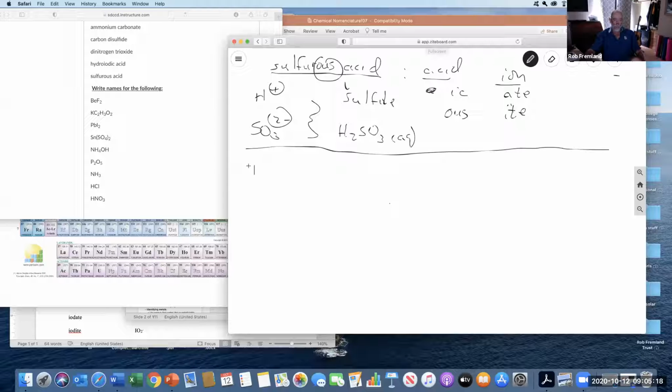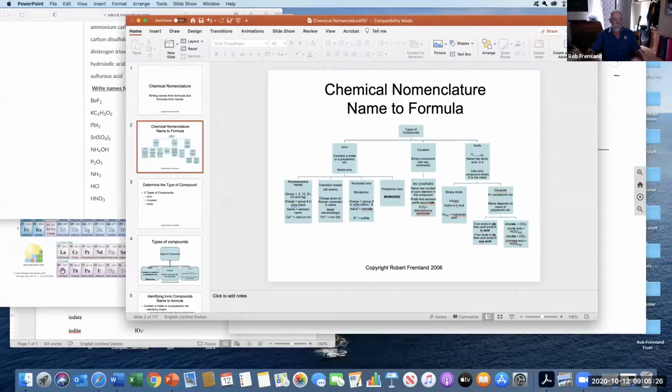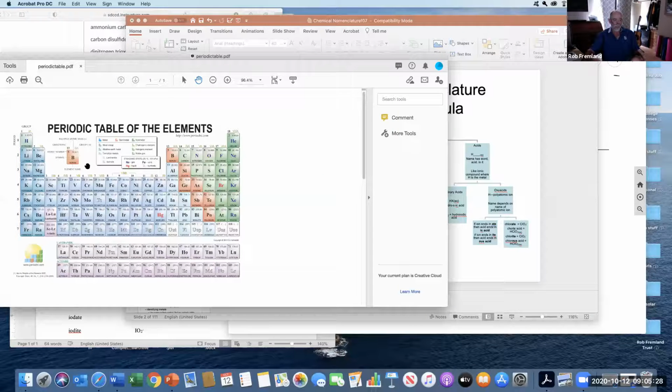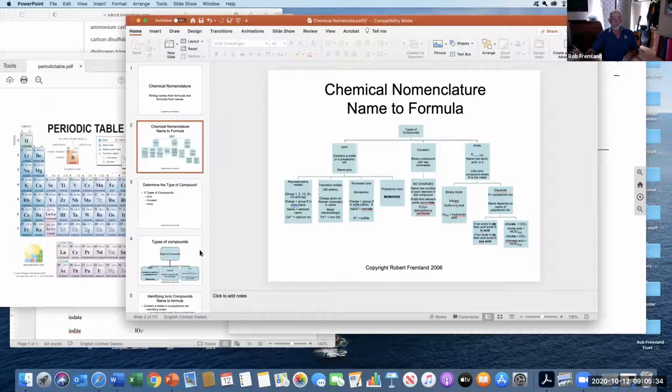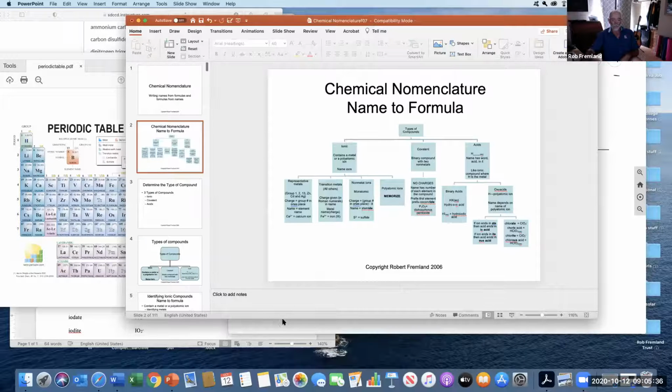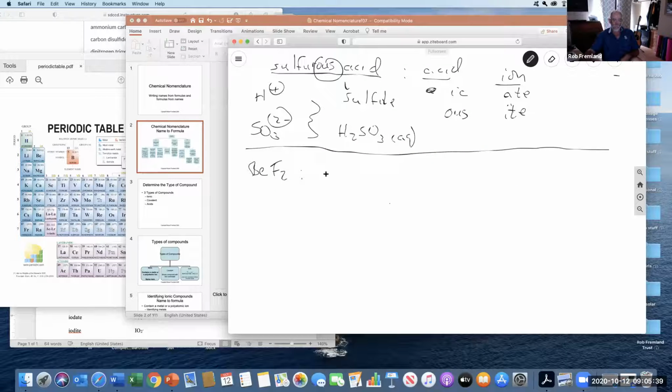So if we go BeF2, we still use the same flow chart. Be is a representative metal. F is a nonmetal, so it's an ionic compound. So all we do is we name the ions. Be is beryllium. Fluorine is fluoride. And that's it. Beryllium fluoride. You're done. And my dogs are very happy about that.